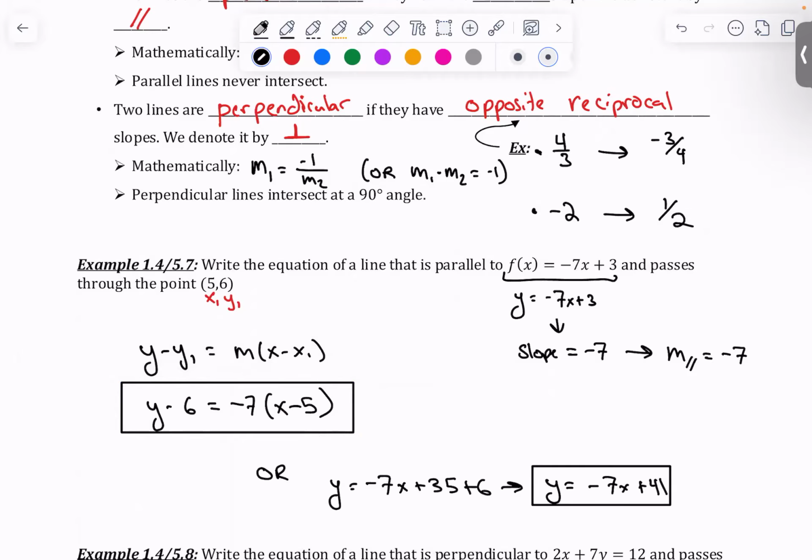This is something I meant to say earlier, but I just want to make sure it's clear. On exams, I will never ask you to write the equation of a line in one format or another. It will always just say write the equation of a line in any form. So if you prefer to write things in slope-intercept form, be my guest. That's fine. Otherwise, leave it in point-slope form.